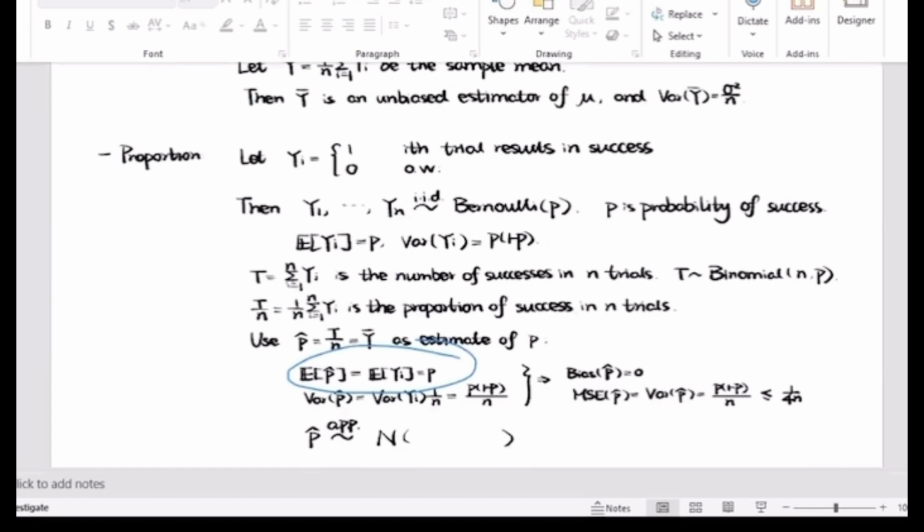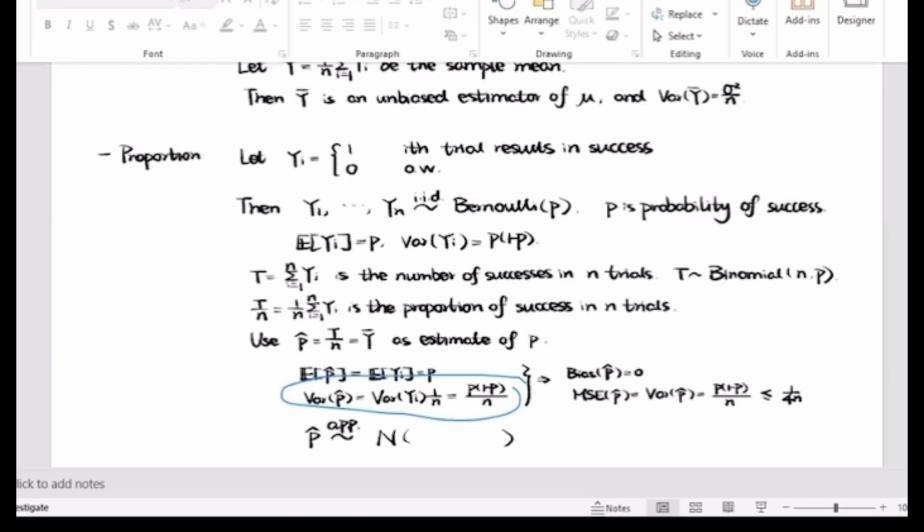Now, what is the variance? The variance of y for Bernoulli is p into 1 minus p. But what is the variance of p cap? P cap is the same thing as y bar, which is variance of y over n. So p into 1 minus p over n. And because p cap is unbiased, if y bar is unbiased, p cap will be unbiased because p cap equals y bar. Therefore, the bias of p cap will be 0. When the bias of p cap equals 0, then the variance of p cap and the mean square error of p cap are going to be the same.